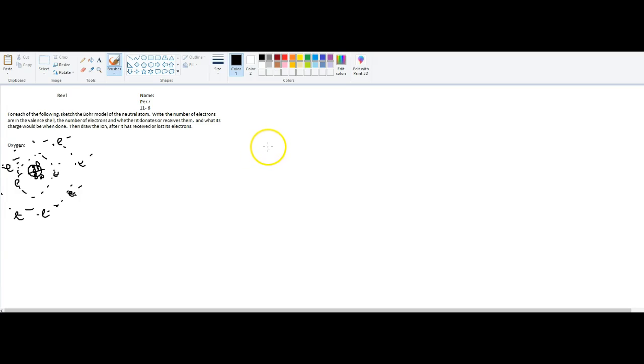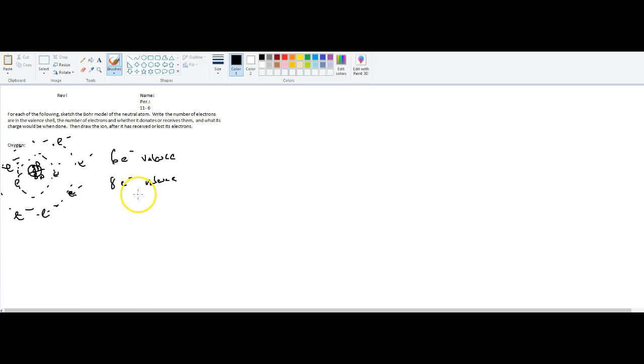And it says how many electrons are in the valence shell? There are 6 electrons that are valence. Okay. Then it says number of electrons. How many electrons did I have? I had 8 electrons.